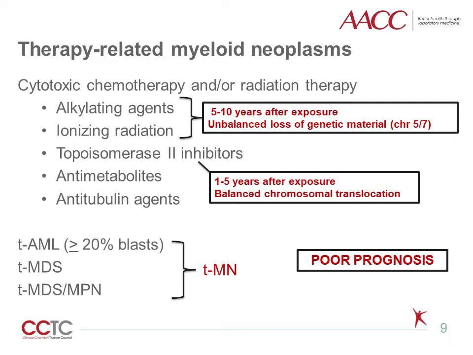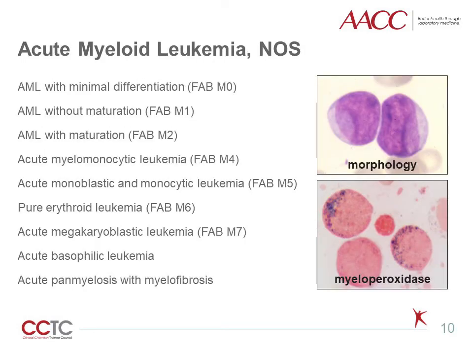topoisomerase II inhibitors. These cases typically present with over 20% blasts and often have balanced chromosomal translocations. Although strongly influenced by associated chromosomal abnormality, the prognosis is generally poor with overall 5-year survival rates of less than 10%. Cases of acute myeloid leukemia that do not fit any category within AML with recurrent genetic abnormalities or therapy-related disease are lumped together in the category of acute myeloid leukemia not otherwise specified.